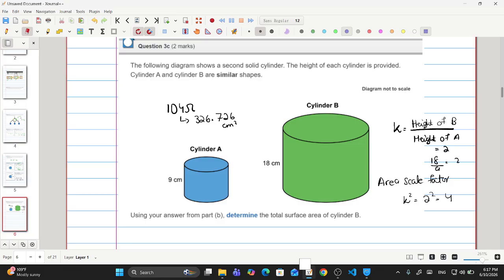So, how do we find the area of the larger cylinder? Now it's crystal clear in front of us that the area scale factor is simply 4. So 104 pi multiplied by 4. If you were to use that value exactly, you can also use 104 pi directly. That's not an issue. So you get 416 pi.